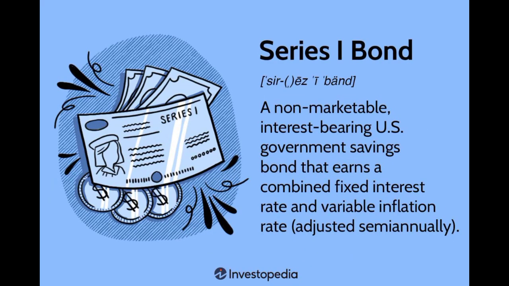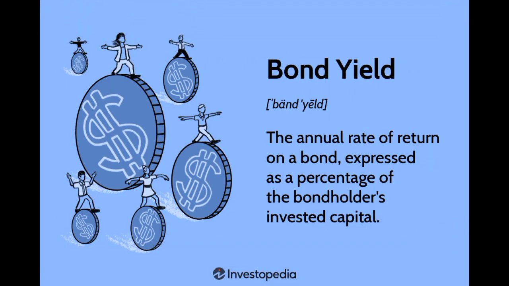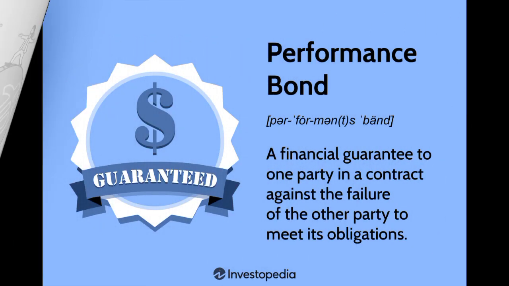So the second is the Series I bond. It is a non-marketable, interest-bearing U.S. government savings bond that earns a combined fixed interest rate and variable inflation rate, adjusted similarly. So the third government bond is called bond yield. The annual rate of return on a bond expressed as a percentage of the bondholder's invested capital.